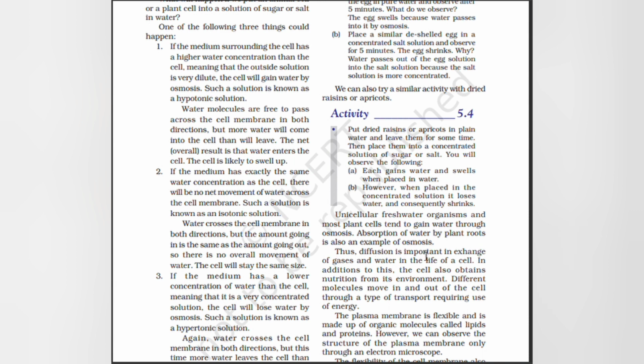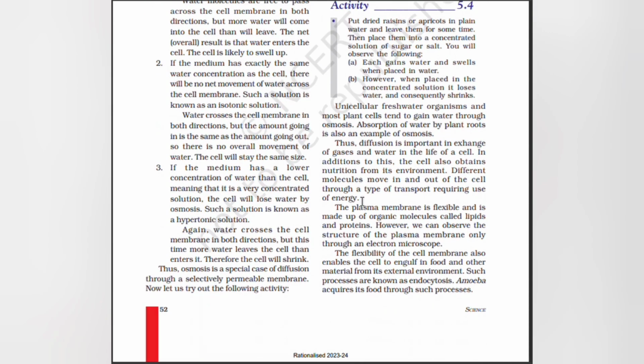Thus, diffusion is important in the exchange of gases and water in the life of a cell. In addition to this, the cell also obtains nutrition from its environment. Different molecules move in and out of the cell through a type of transport requiring the use of energy. The plasma membrane is flexible and is made up of organic molecules called lipids and proteins. However, we can observe the structure of a plasma membrane only through an electron microscope.